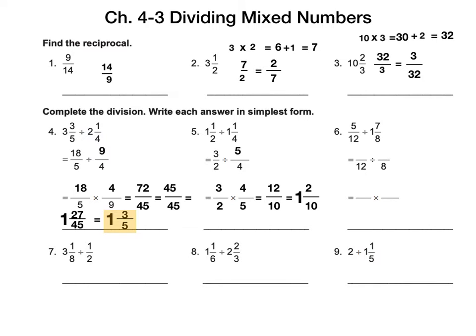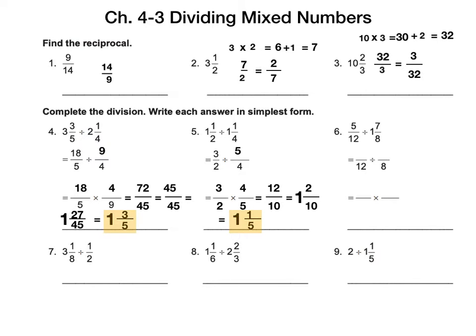This is not reduced or simplified, so we have to do it again. So we pull out our whole, and we have 2 tenths. The greatest common factor between 2 and 10 would be 2. So you divide 2 and 10 both by 2, and you get 1 1/5. That is our final answer.